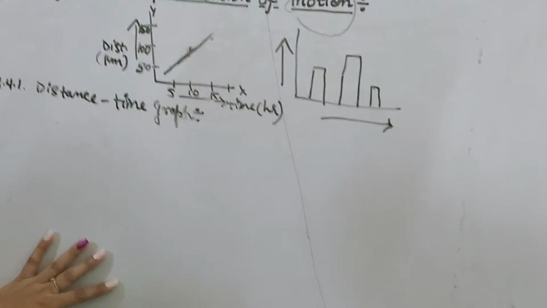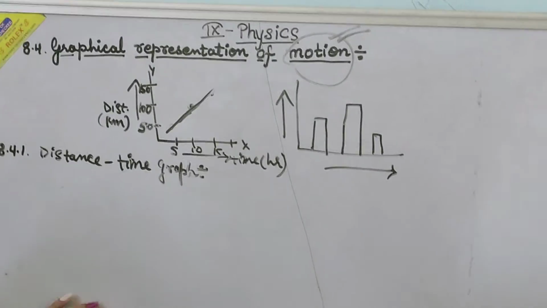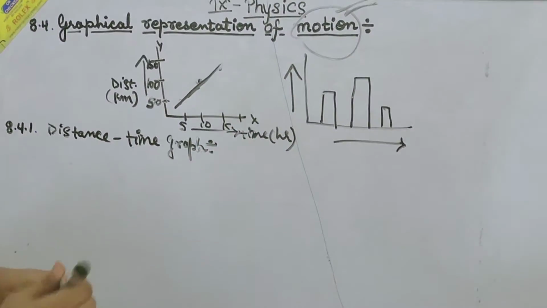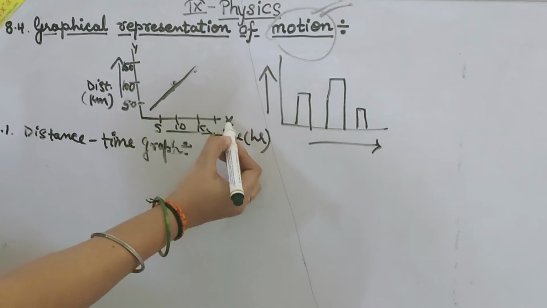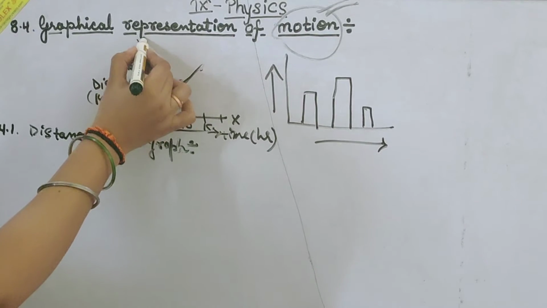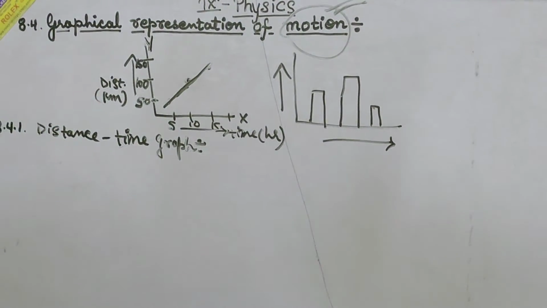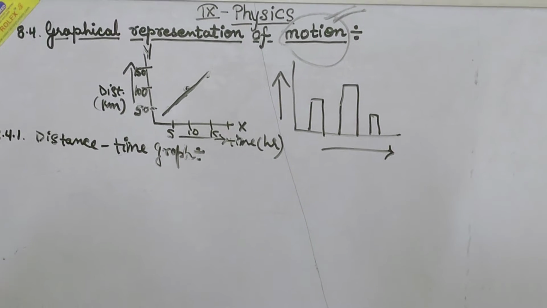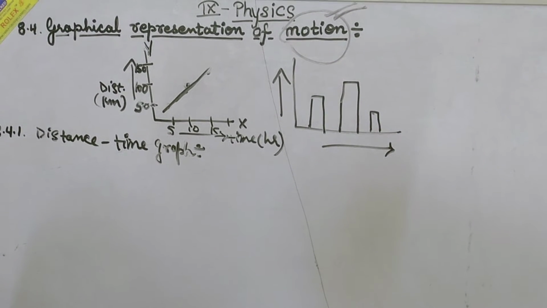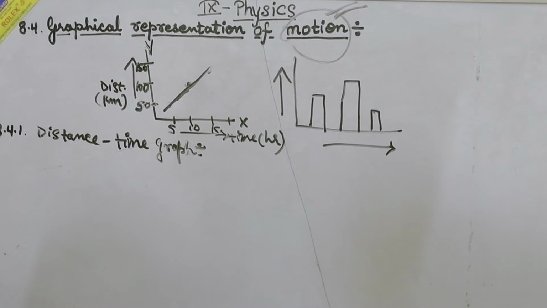In this graph, time is taken along the x-axis. What is taken? Time. Here it is the x-axis. And on the y-axis what have we taken? Distance. Okay, so clear. And now we will proceed. Time is along the x-axis and distance is along the y-axis.